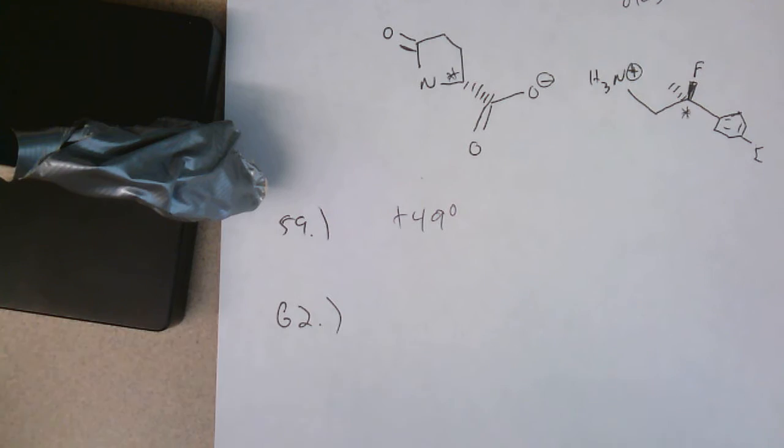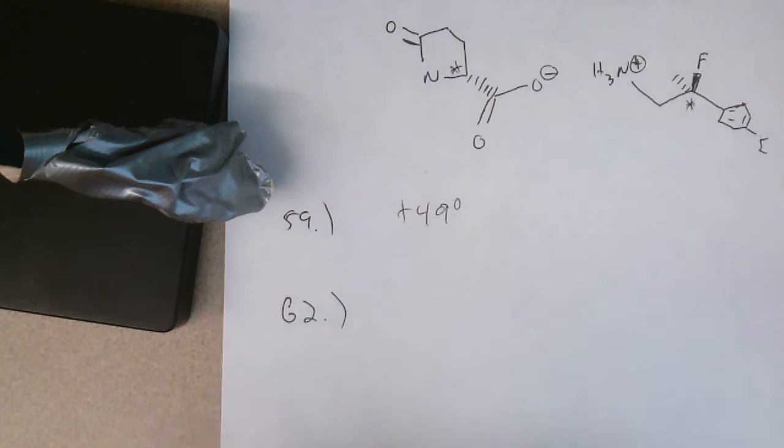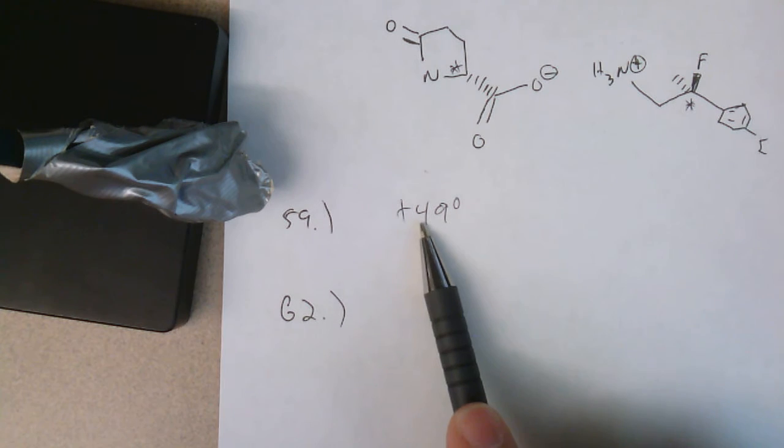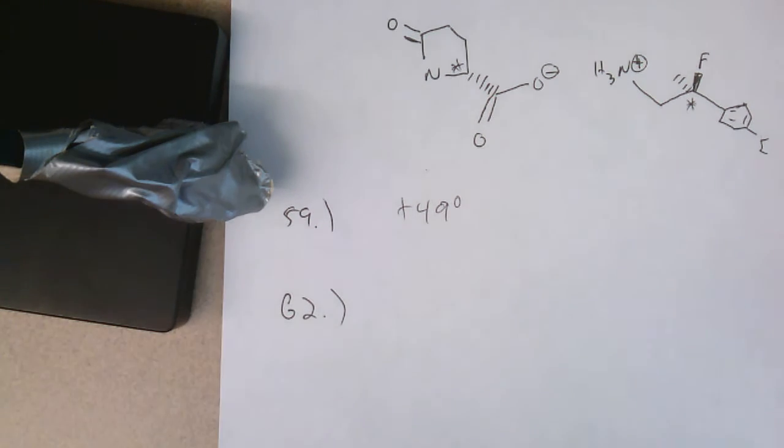We can only say that one enantiomer is going to have the same rotation but opposite sign of the other enantiomer. If they're diastereomers, we can't make any kind of prediction. If I know that minus 49 degrees is Taxol's rotation, and I have a diastereomer of Taxol, I have no clue what its rotation is going to be. It could be anything. Okay, that was a question on the quiz.